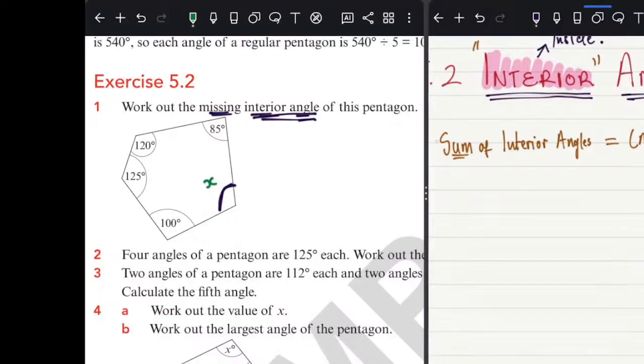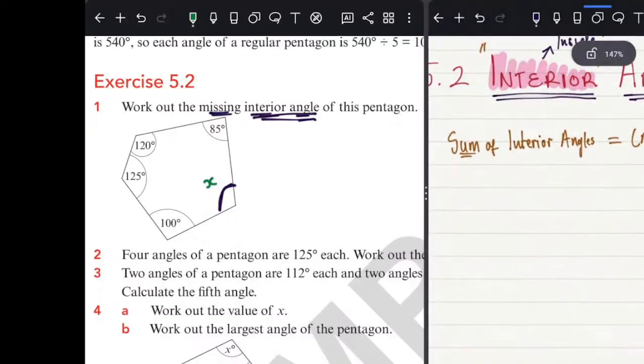This is what we are going to write. What's going on?